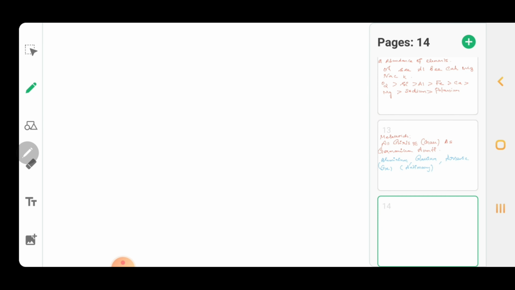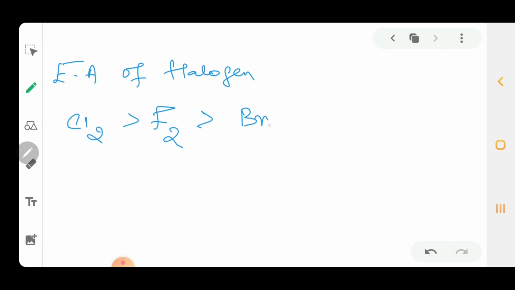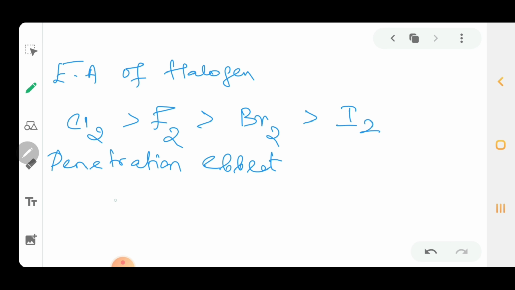And the last one, you will be seeing the electron affinity of halogens. This goes in the order of Cl2 greater than F2, F2 greater than Br2, and greater than I2. And you should also remember the penetration effect, which follows the order of s is greater than p, p is greater than d, d is greater than f. Hope you understand the tricks and mnemonics used for F block elements, electronegativities, electron affinities.